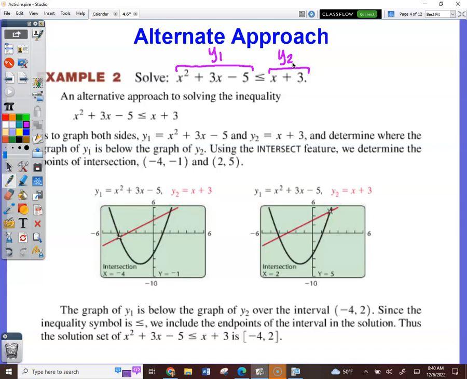The y1 graph is what type of curve? Look at the degree. It's a quadratic. And the y2 graph is what type of curve? It's linear. So looking at the picture, where's the quadratic lower than the linear? And that would be right here. Yes?